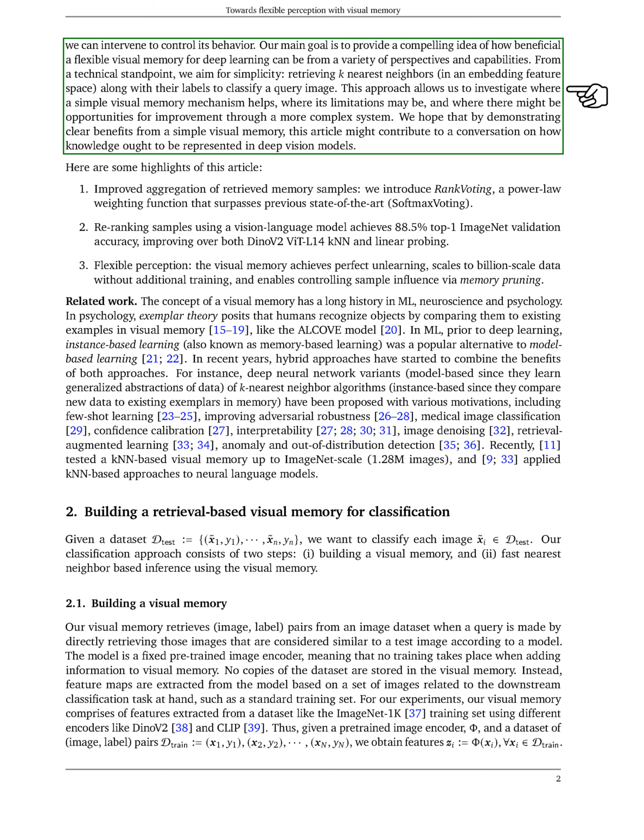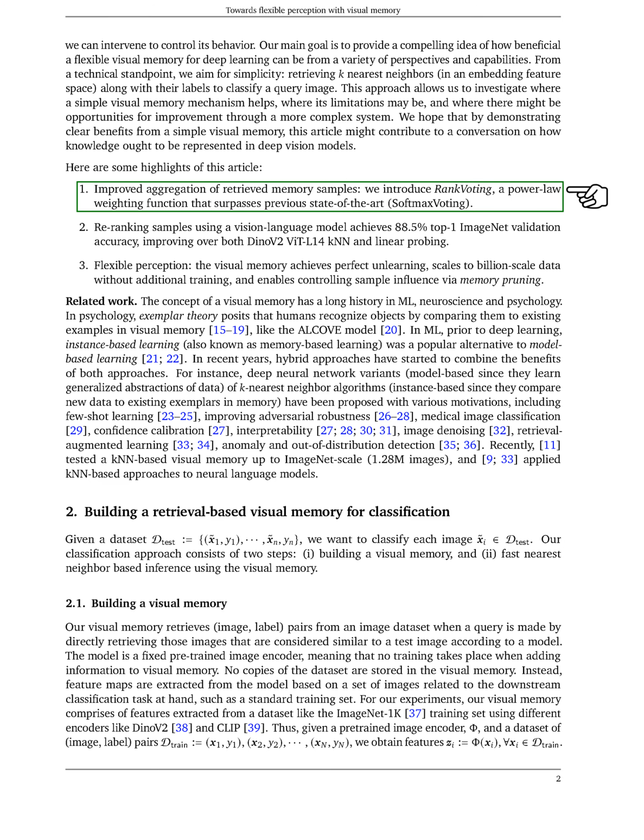Technically, we focus on simplicity by retrieving the nearest neighbors in an embedding space along with their labels to classify images. This method helps us explore the benefits and limitations of a basic visual memory mechanism and identify areas for potential enhancement with more complex systems. We hope that by highlighting the clear advantages of a simple visual memory, our article will contribute to discussions on how knowledge should be represented in deep vision models.